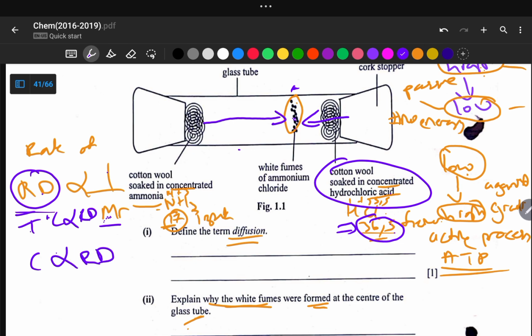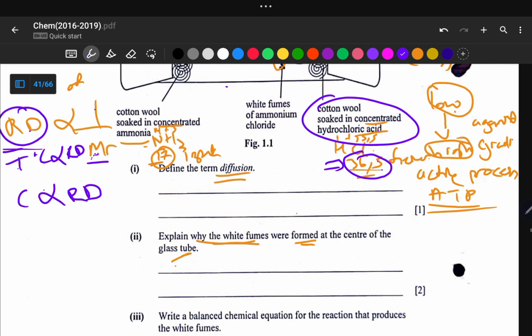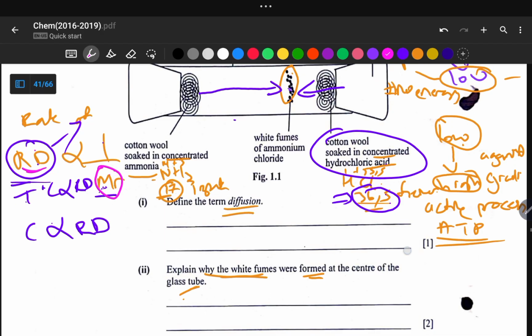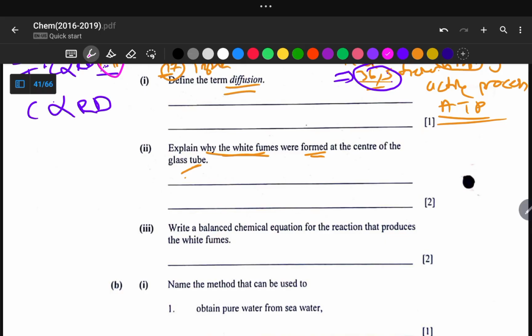Are we together? So here the fumes are not formed at the center. Why? Because of Graham's law of diffusion, which explains the effect of molecular mass on the rate of diffusion, right? And then we proceed to the next part, which says write a balanced equation for the reaction which produces the white fumes. So we're going to have ammonia plus hydrochloric acid to give ammonium chloride, and this equation is balanced, right?